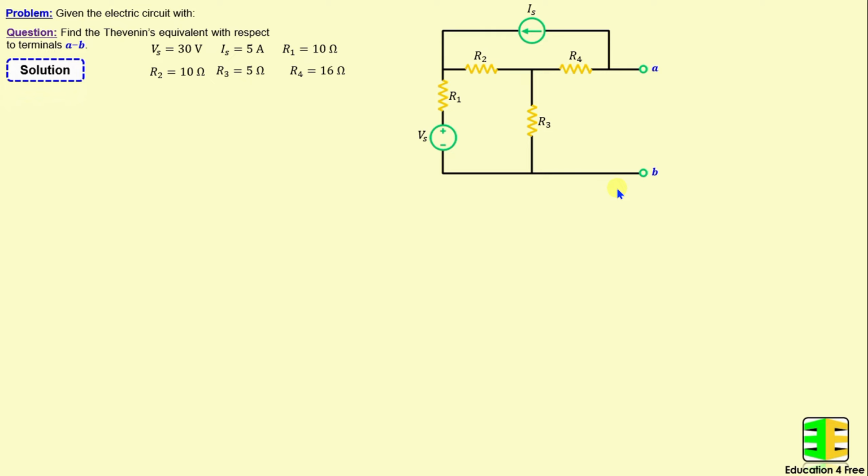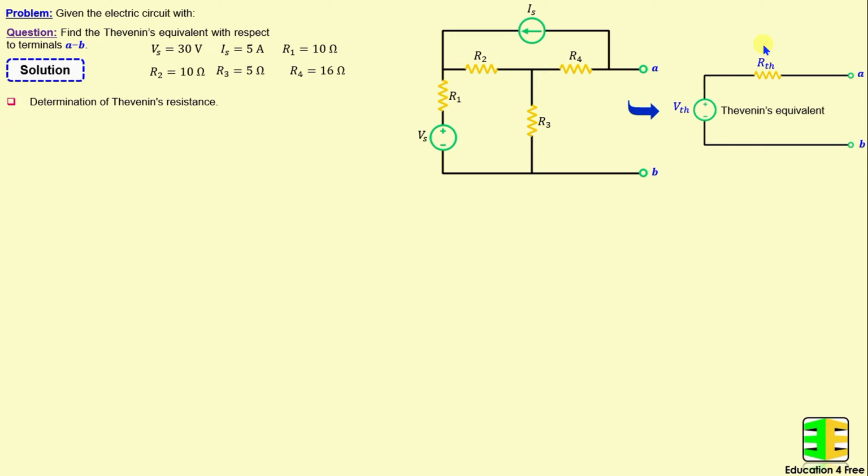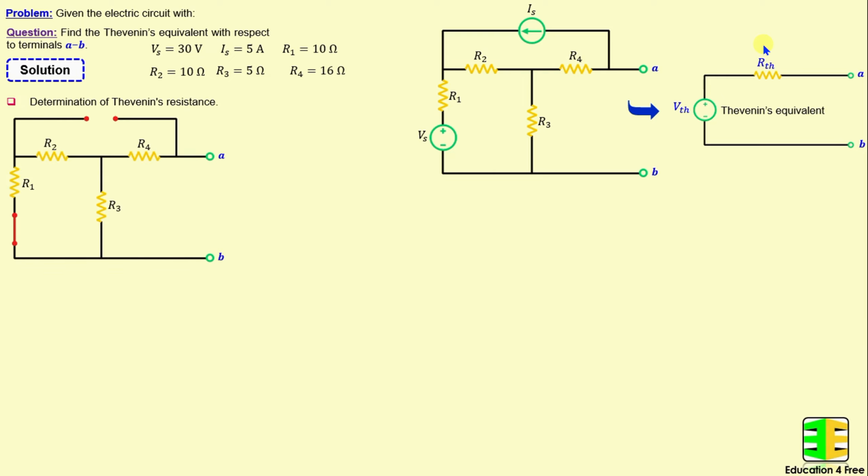By applying the Thevenin theorem between terminals A and B, we can replace this circuit with a voltage source in series with a resistor, which will be denoted as VTH and RTH. I will start first with the determination of the Thevenin's resistance. This step can be done by removing all independent sources in the circuit, which means the voltage sources will be replaced by a short circuit and the current sources will be replaced by an open circuit.